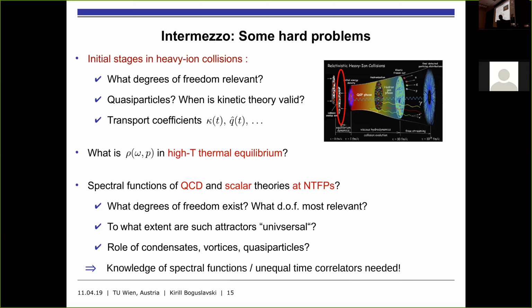What we will be discussing is the spectral function for gauge theory, not including QCD, although at the moment there is also a project concerning fermions, but basically about gauge bosons and scalar theories. And at the beginning, for non-thermal fixed points, in order to understand what is actually going on macroscopically there.